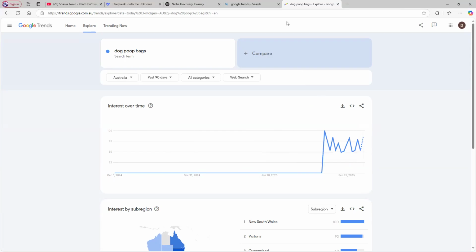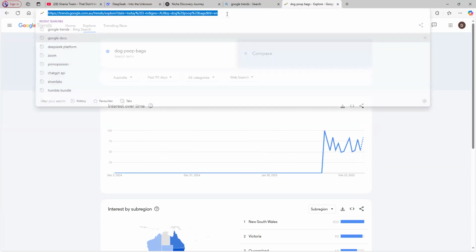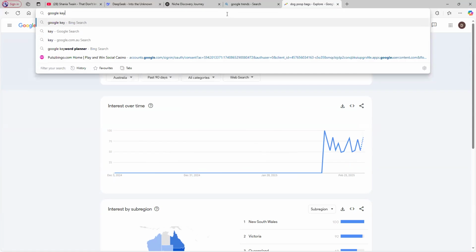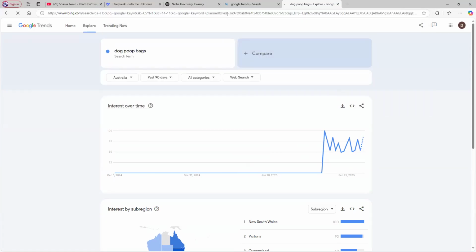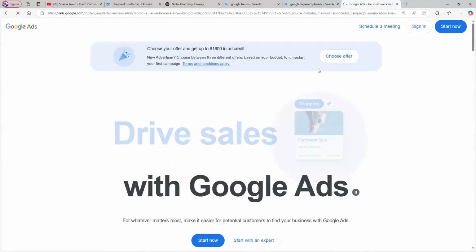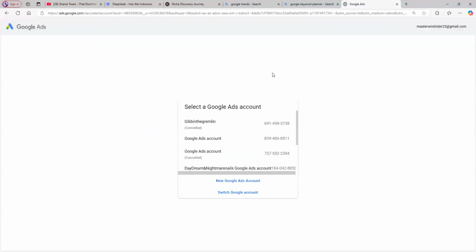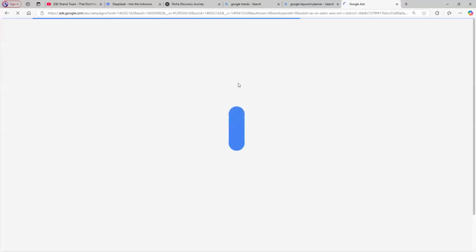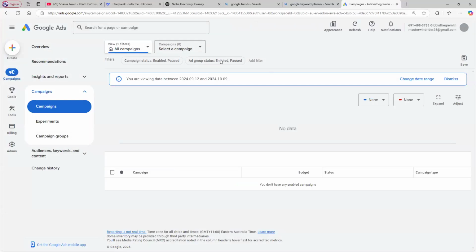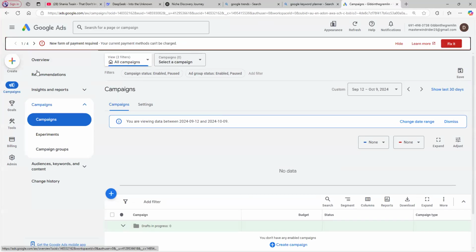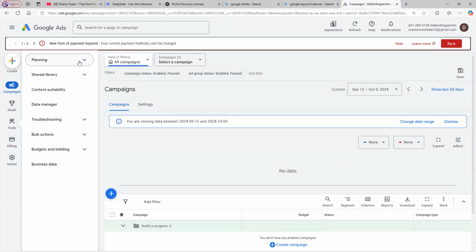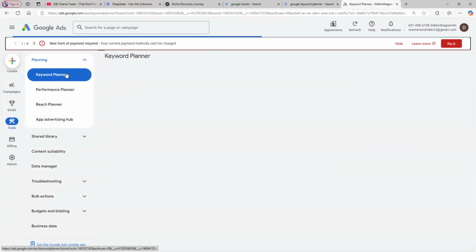These are just going to give you ideas on trends. So we go to Google Keyword Planner. I will use one of my old accounts that is suspended because I don't really care. Go to sign in. Oh, I guess I'll use this one. This is an older one that I don't use very often. And we're just going to go to Tools, go to Planning, Keyword Planner.